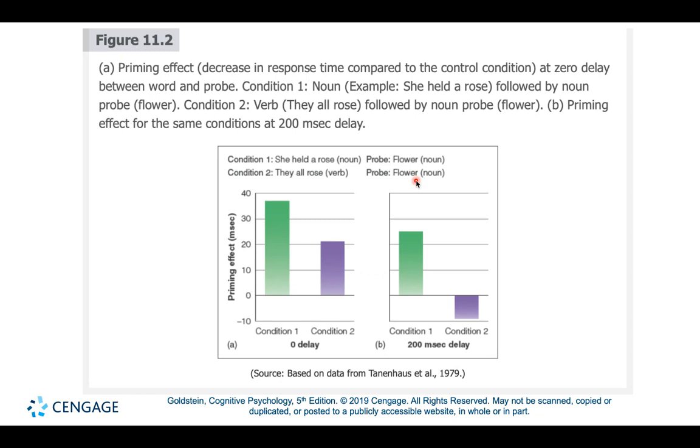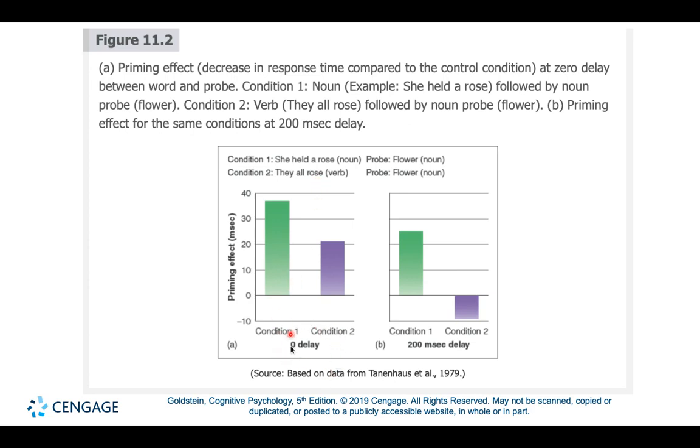A priming experiment was used to test out this theory. Here we have the ambiguous word rose. She held a rose, where the word rose is referring to a flower, or they all rose, where the word rose is referring to people standing up in the past. We find differences in the way that people respond to these two conditions based upon whether the prime of flower was consistent with the use of the word, as in the first sentence, or inconsistent with the use of the word, as in the second sentence.